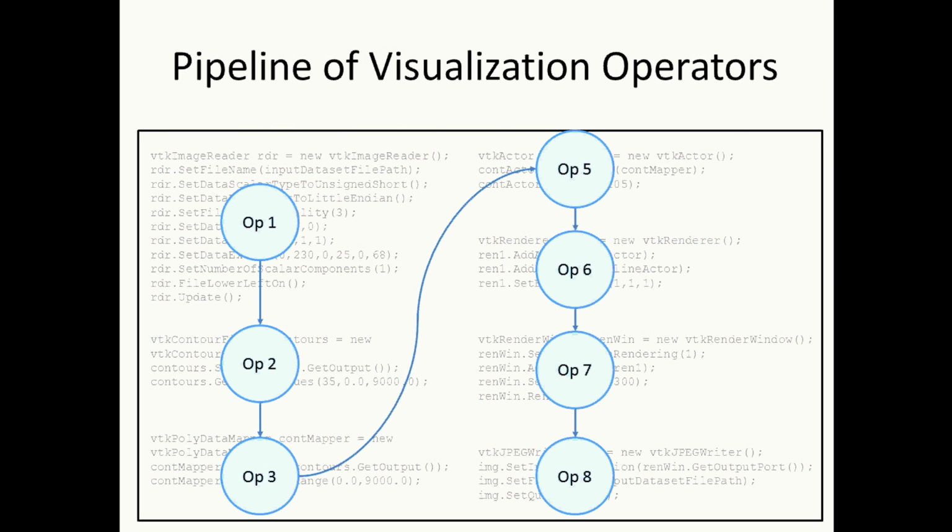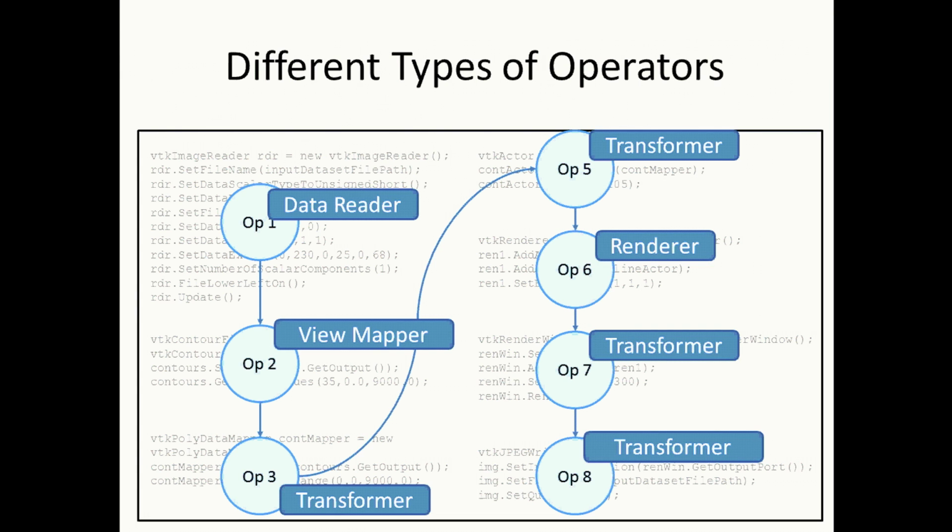Here I have highlighted the VTK pipeline, where the circles represent a particular VTK operator and the arrows denote the flow of data between the operators. Here we see that the velocity model visualization was generated by a pipeline consisting of 8 VTK operators. Each operator has a specific function.